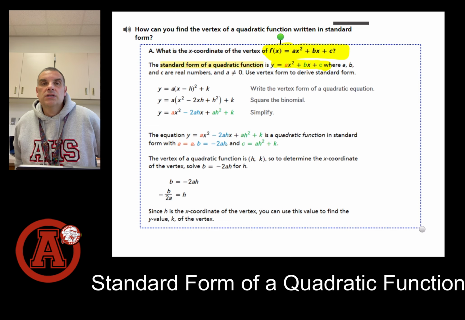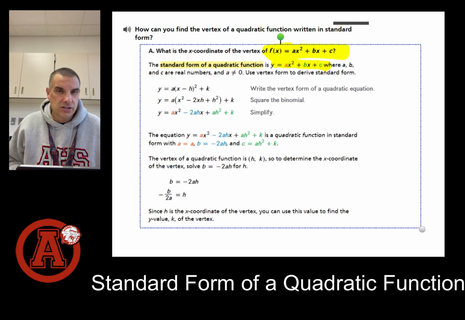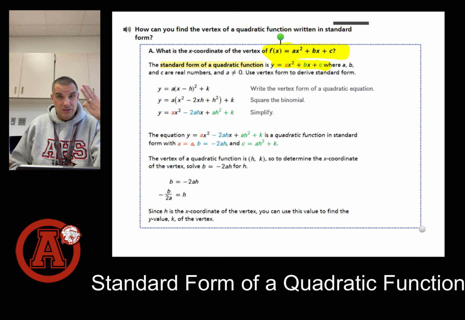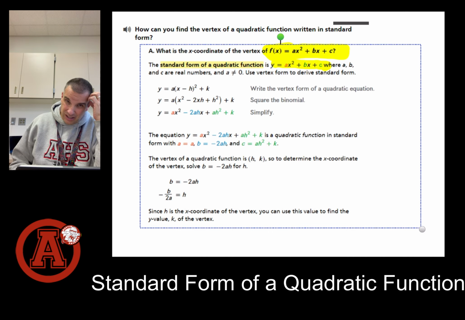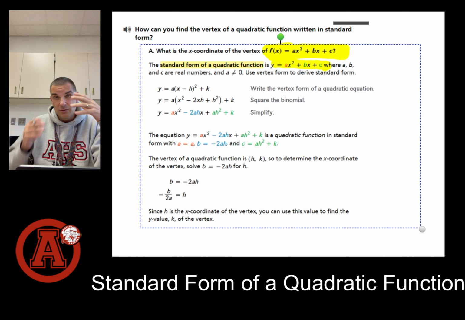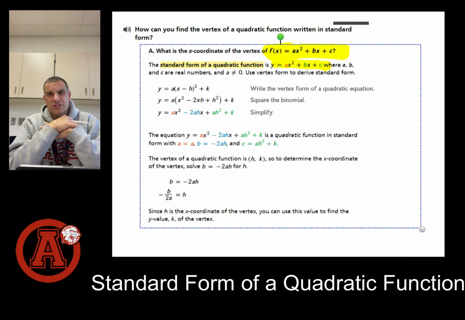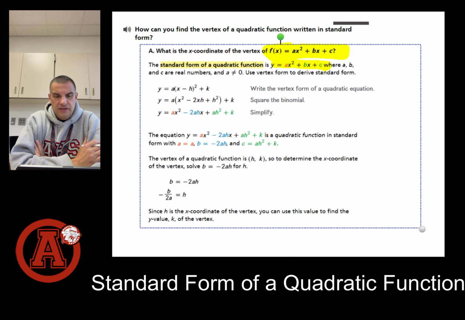So we still want to be able to find those key features that we were able to find before: the domain, the range, the axis of symmetry, the vertex, and probably a couple other things when we're talking about quadratics in standard form. We still want to be able to graph it. So the key features are always going to be your vertex.